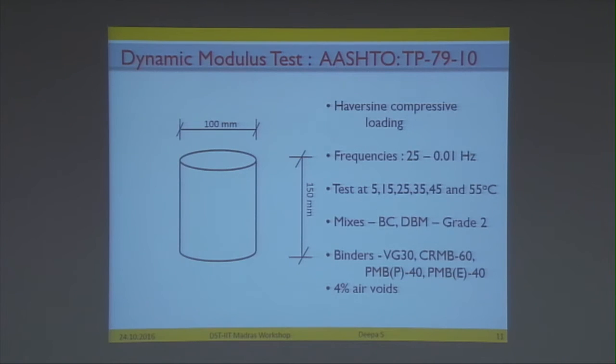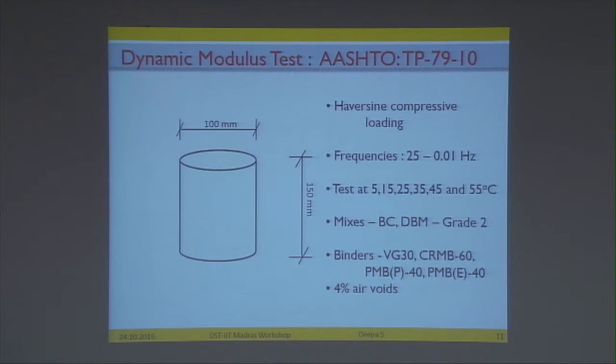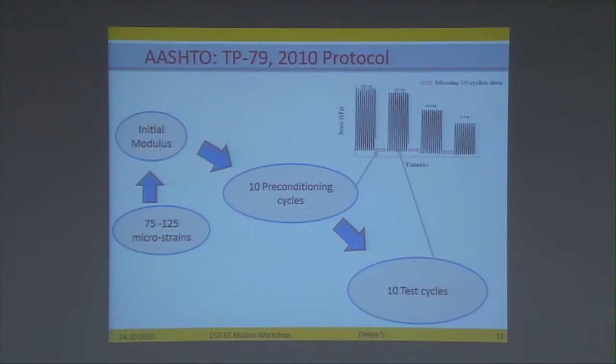As already discussed, the test is conducted on a 100 mm diameter by 150 mm height sample, and we apply haversine compression loading. The test at IITM was conducted at 6 temperatures: 5, 15, 25, 35, 45 and 55 degrees Celsius. We used two types of mixes, BC and DBM grade 2, and 4 binders: one unmodified VG30 binder and, with modifiers, CRMB 60, PMB plastomer 40, and PMB elastomer 40. All the samples were fabricated at 4% air voids using the shear compactor, the PressBox shear compactor, and we cored this size of samples from the PressBox beam.